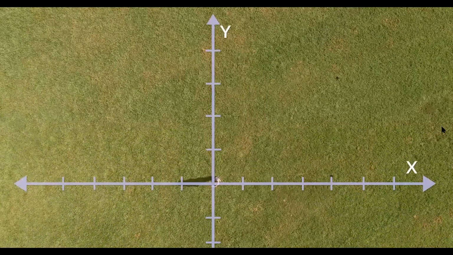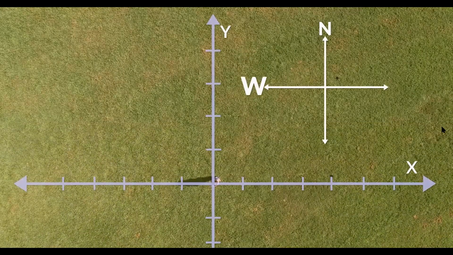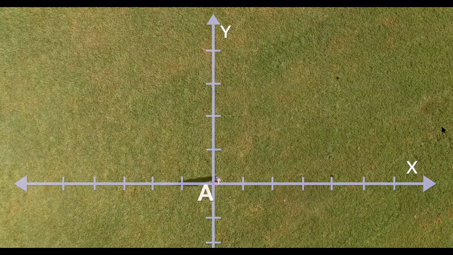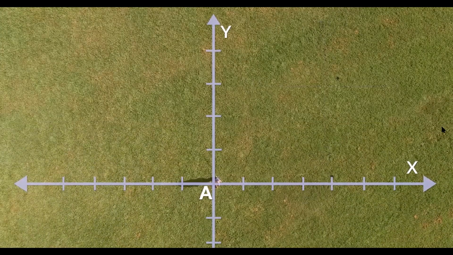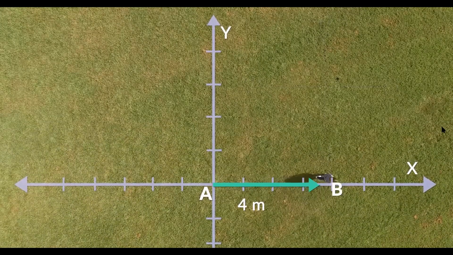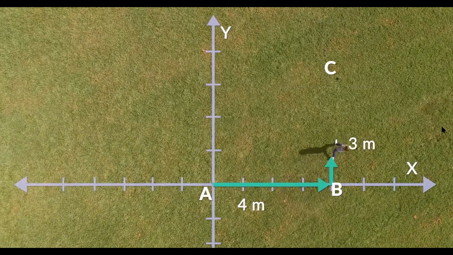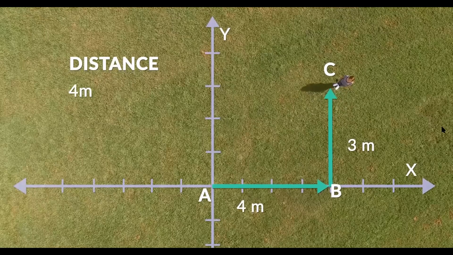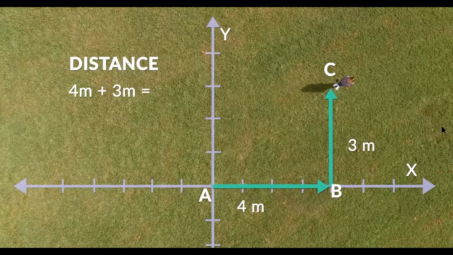But enough with number lines. Let me demonstrate using a grid. Where I'm standing right now is my starting point, or my origin. On this grid, north is up, west is to the left, south is down, and east is to the right. Let's call the origin point A on the grid. I'm going to move 4 meters to the right, or eastward, to what we can call point B. Next, I'm going to move 3 meters north to what we can call point C. The total distance I traveled since I left point A is 4 meters plus 3 meters, which is a total of 7 meters to get to point C.